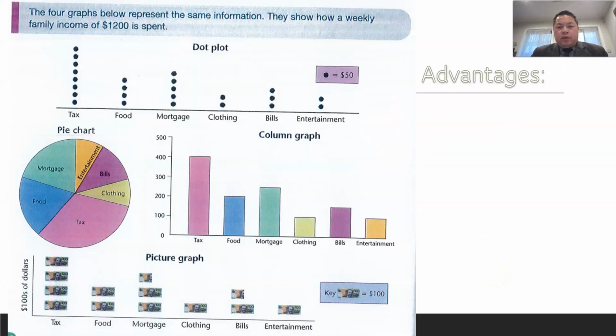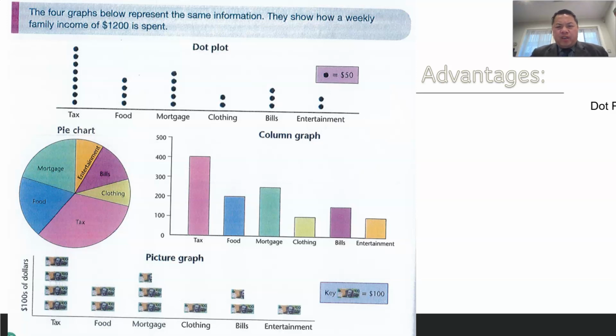So on this page, page 138, at the beginning, you are given four different types of graphs, namely dot plot, pie chart, column graph, and picture graph. So these four graphs actually show us the different ways $1,200 of family income is spent in the area of tax, food, mortgage, clothing, bills, and entertainment. So, what are the advantages of using a dot plot, pie chart, column graph, and picture graph?